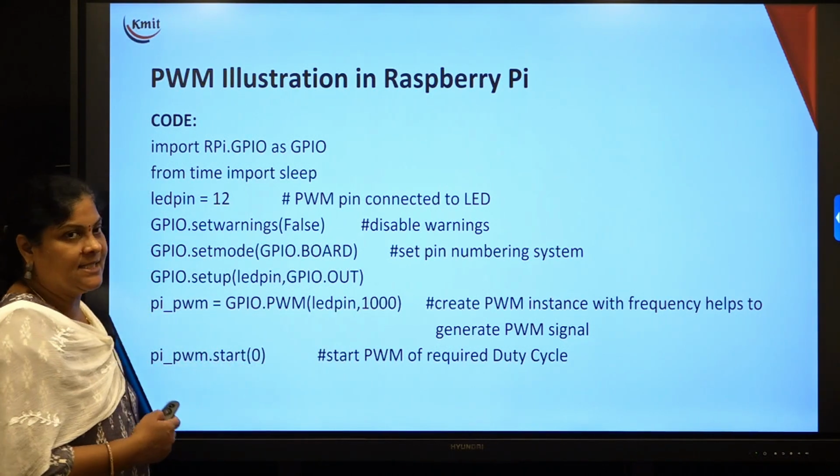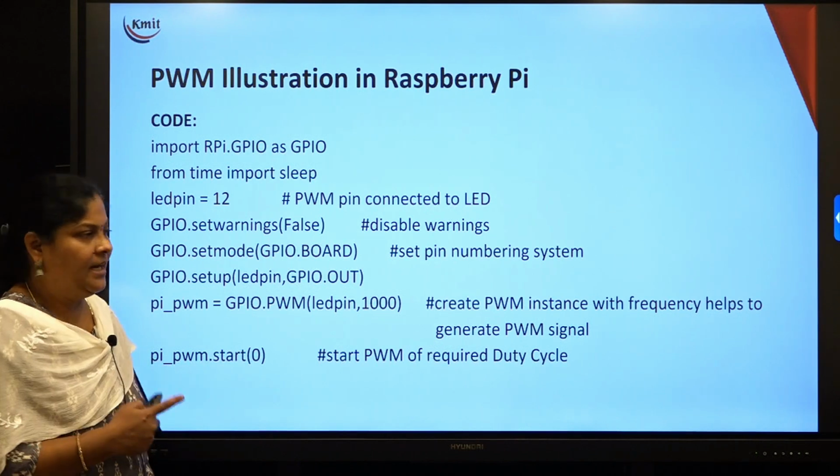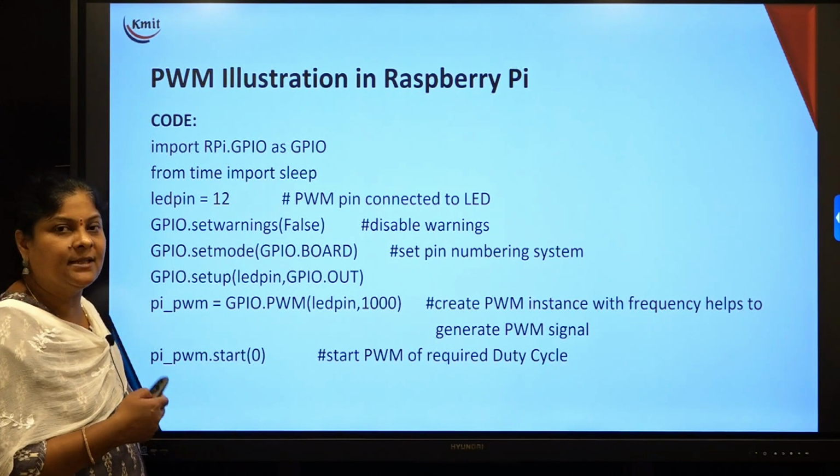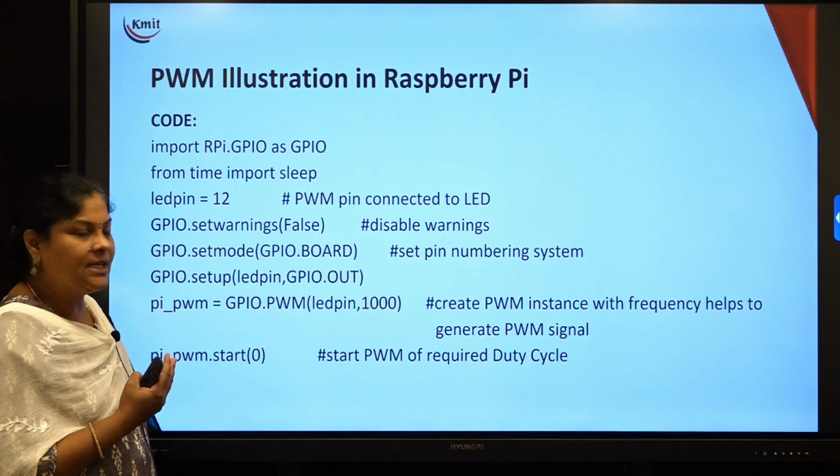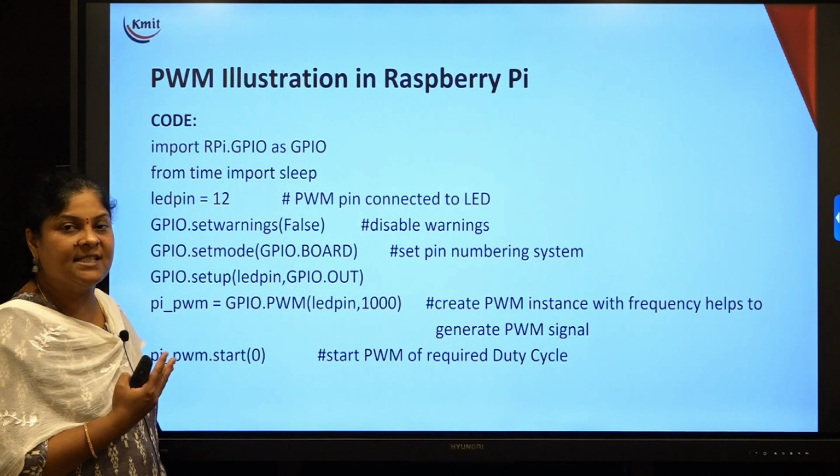We are creating the instances. Here you are connecting only one LED. You can try out this program connecting 3 LEDs, like a red LED, a yellow one, and a green one. So for these 3 colors, you first create the instances of it.